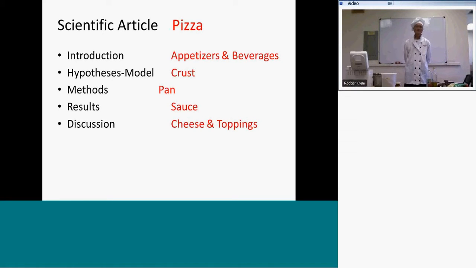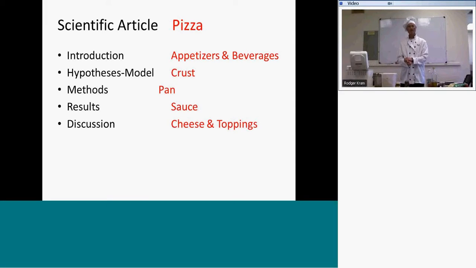I would say that the analogous parts of the pizza, well, for the introduction, most of us, if we went out for pizza or if we had friends over for pizza, we'd have maybe some appetizers and a beverage, like a root beer. But that really isn't pizza.